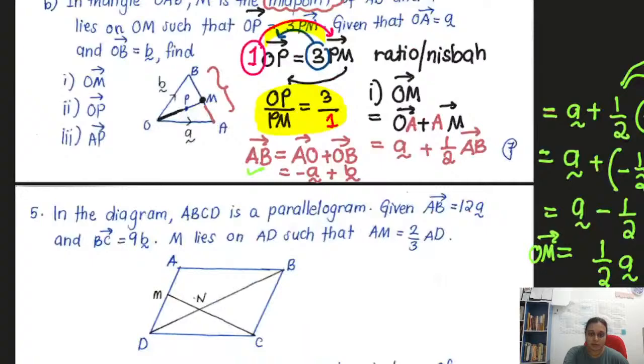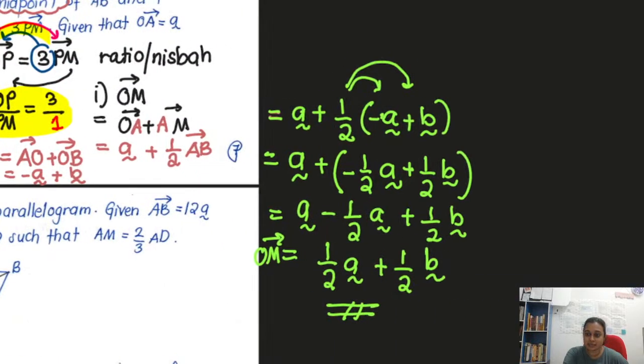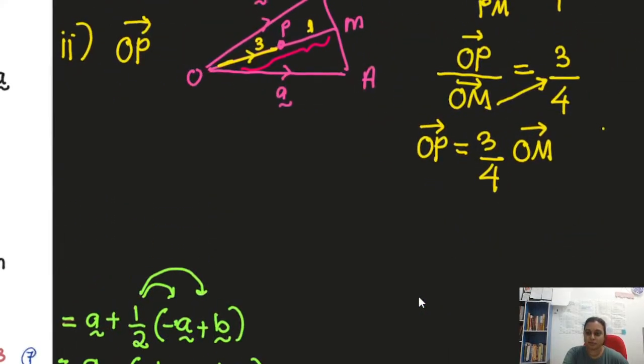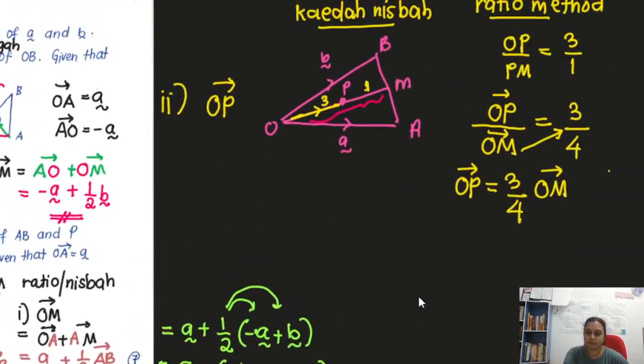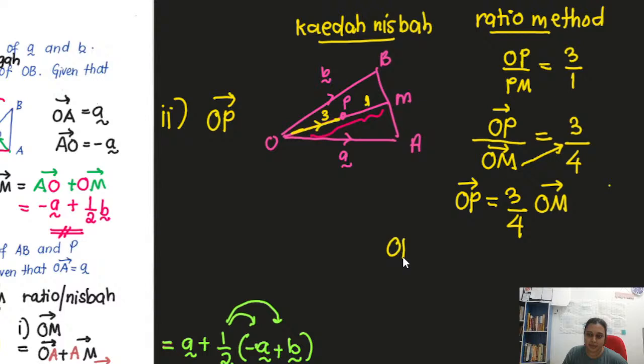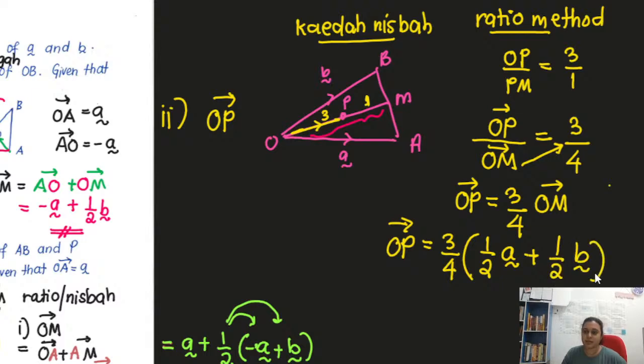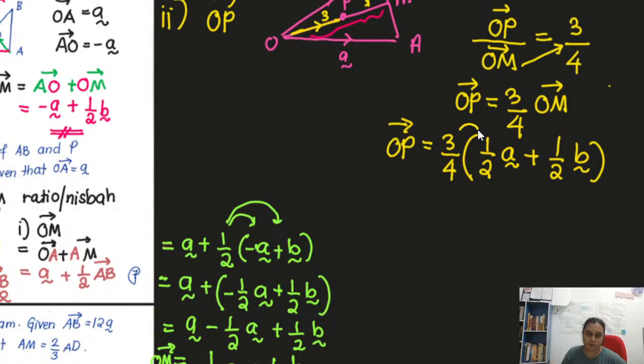Question 1. Copy that answer. This answer, right? OM. Copy this answer here. You just change only inside here. Make it smaller. Wait. Okay, so OP is 3/4 and then you multiply with just now the OM, 1/2A, right? 1/2A plus 1/2B. Then you solve, you multiply and expand. So you'll get the OP.